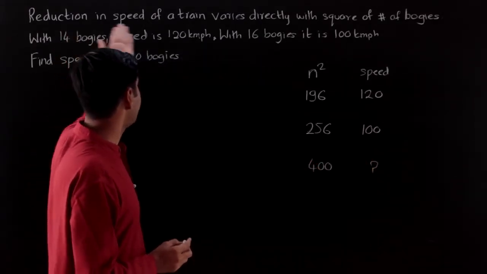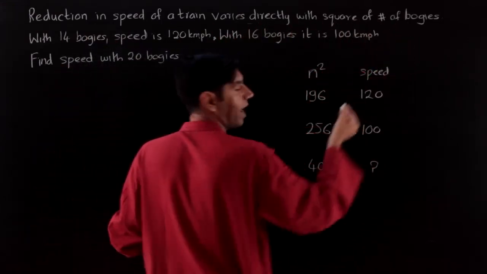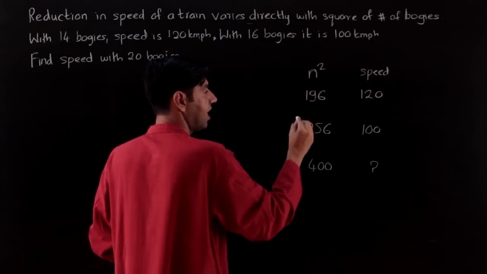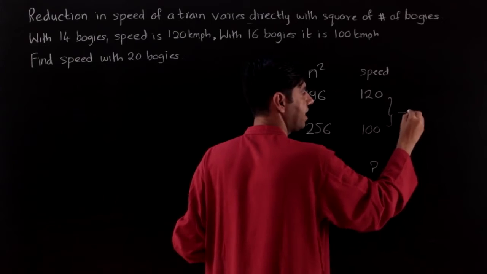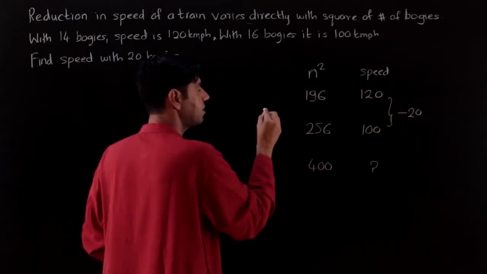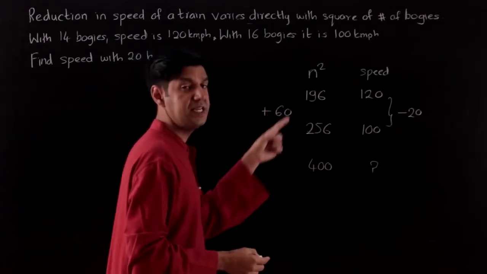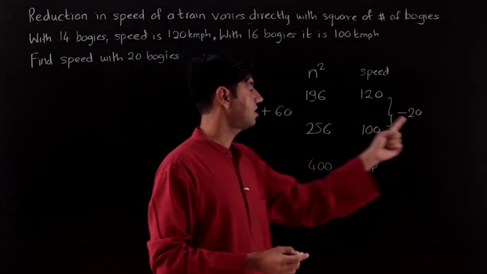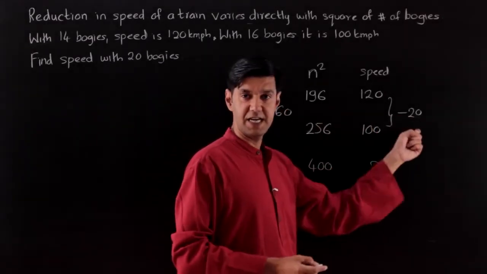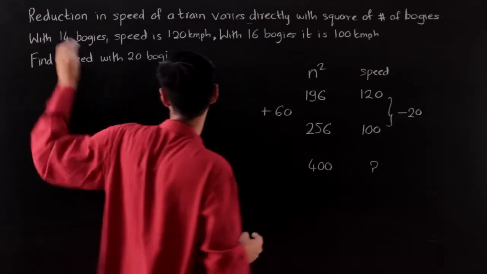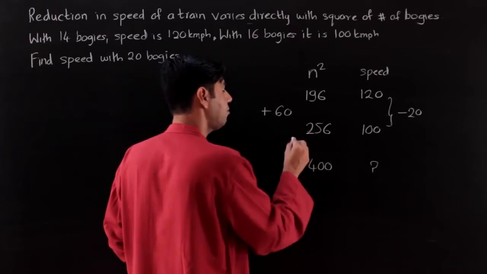Now it's given to us directly that the reduction in speed varies directly with the square of bogies. So let me say the speed reduced by 20 when the number of bogies square increased by 60. An increase in n square of 60 causes a decrease of 20. I again point out the difference. This is a decrease. However, here it's given to me that it varies directly, right? So I can still continue in the same process.